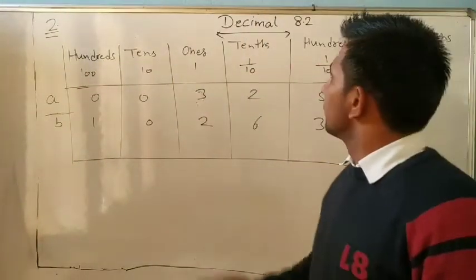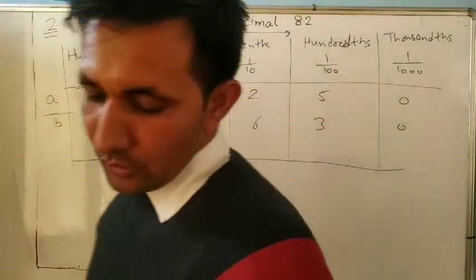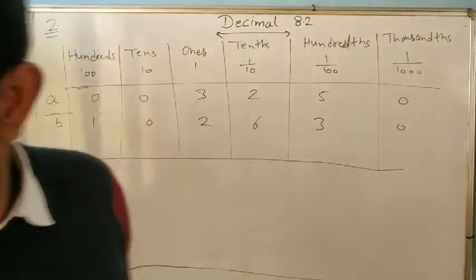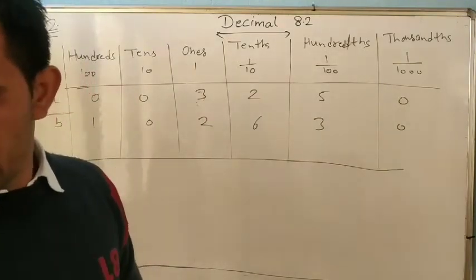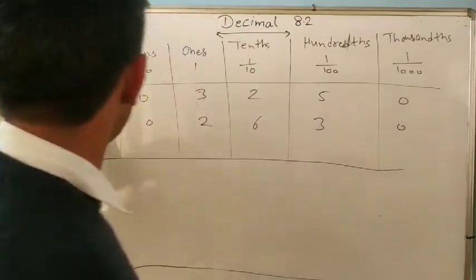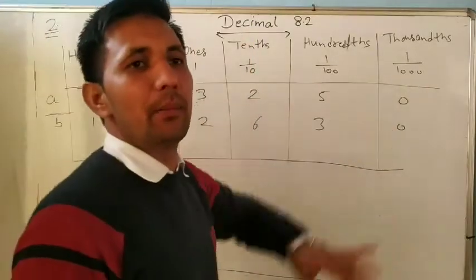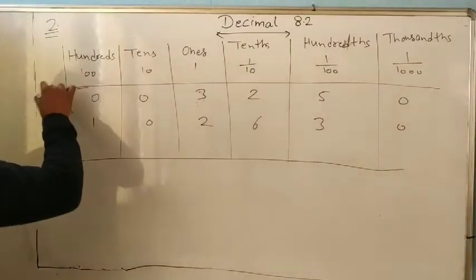Now we will start question number 2 of 8.2. Question number 1 we have already finished. So first, question number 2: write the numbers in the following place value table in the decimal form. It is already given in the place value table. We have to write the number in decimal form. So first we are doing the first part.